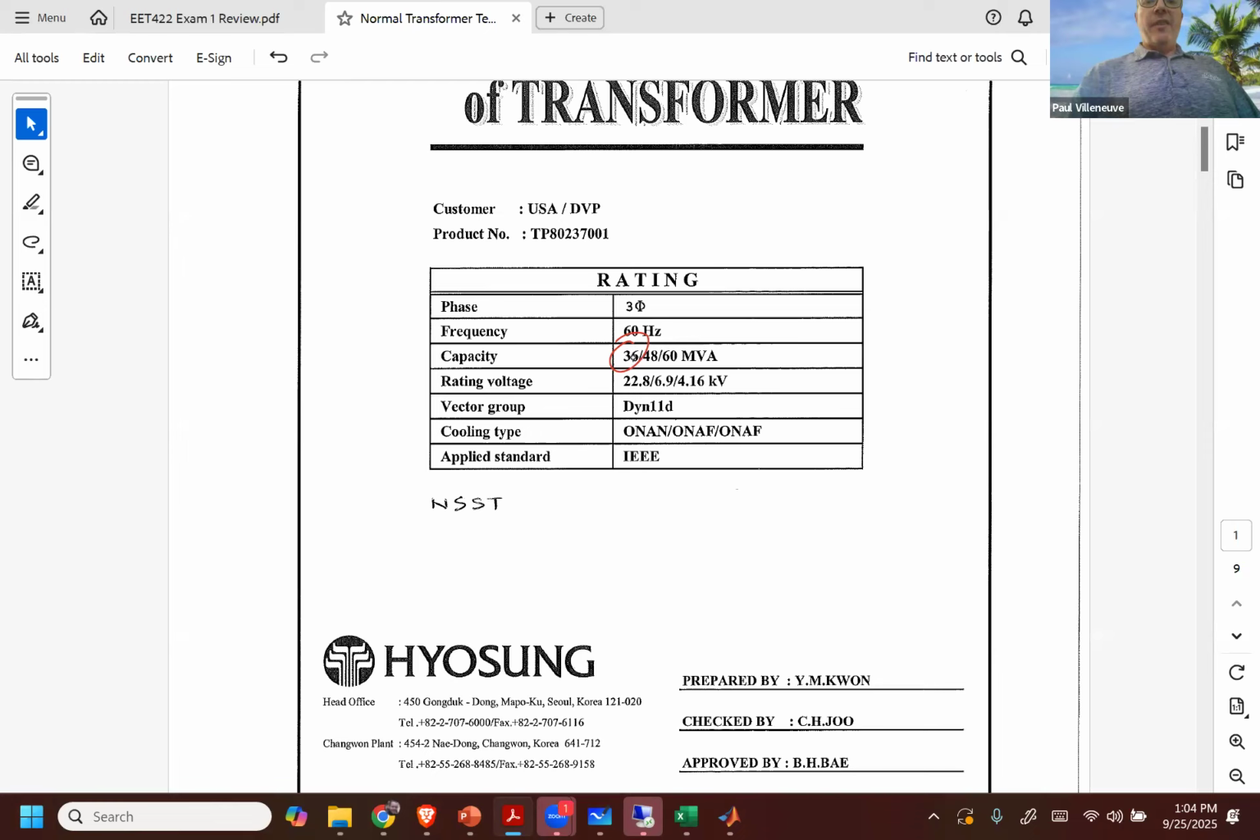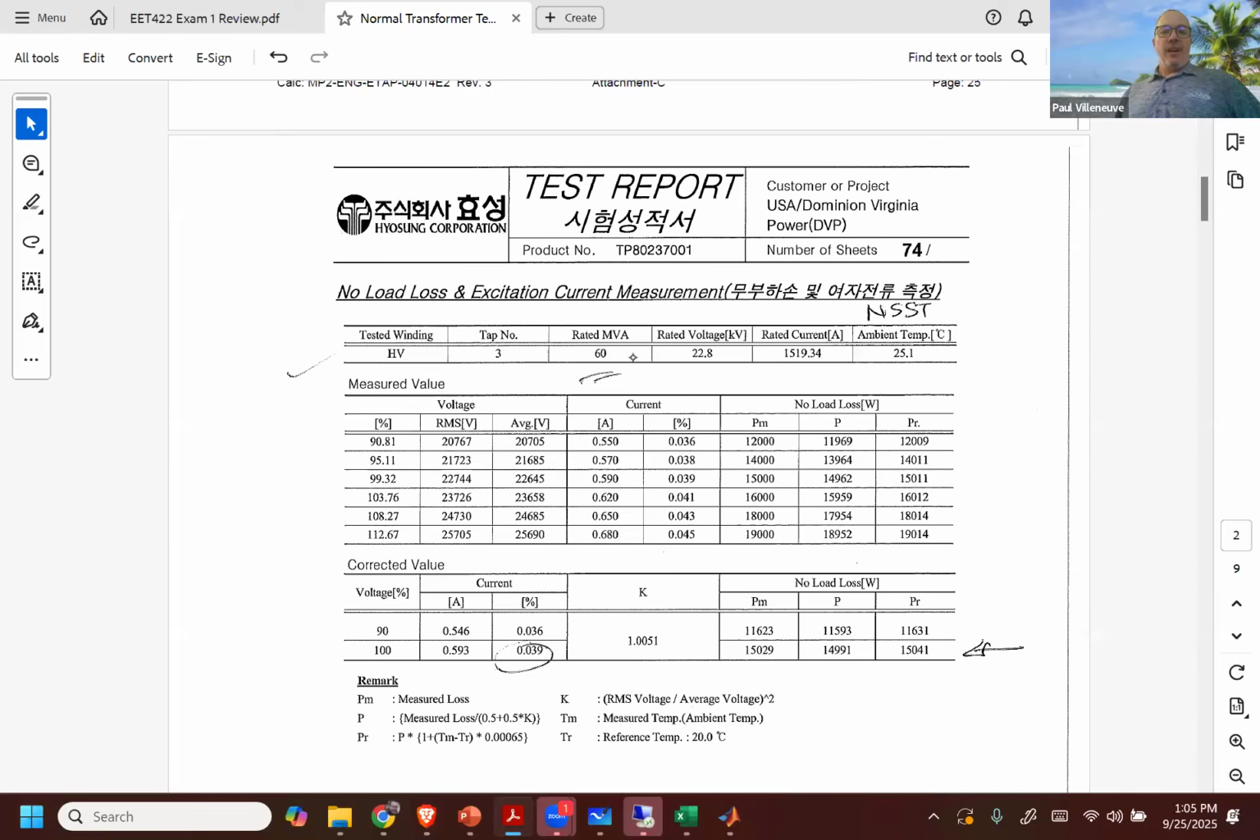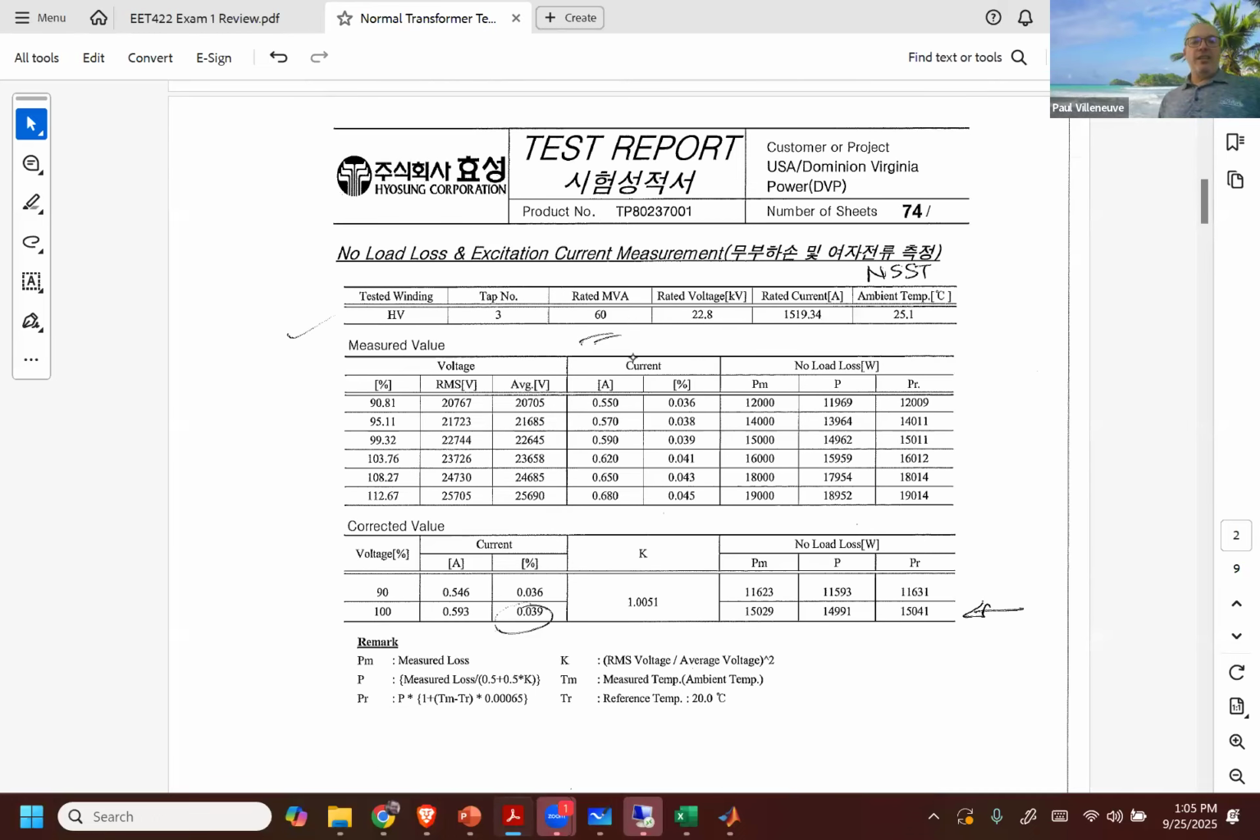This one's a little harder to figure out, but it's a delta on the high side, a Y on one of the windings, and a delta on the other winding. So the 22.8 is delta, Y, delta for the 3-winding transformer. All right, so first thing we see is the no load loss test.